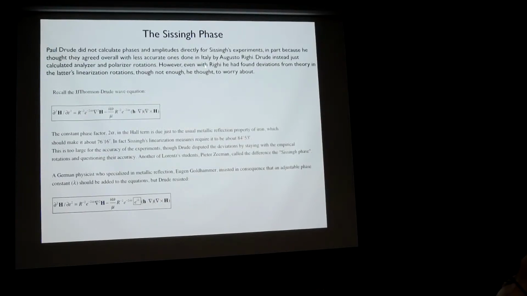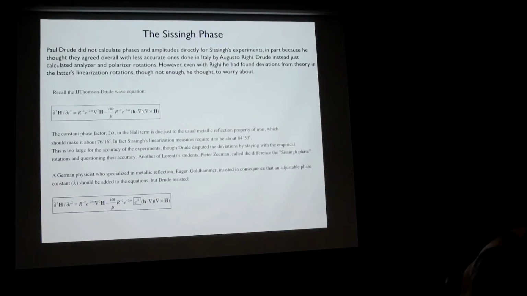Now, Drude never calculated phases and amplitudes directly, though he certainly learned about these experiments. Because he thought that the experiments that Sissing was producing agreed with less accurate ones that were produced in Italy by a man named Augusto Righi. He just calculated certain rotations. But even so, using Righi's, he found deviations from theory in the linearization rotations based on the equation that he and J.J. Thomson had independently developed.